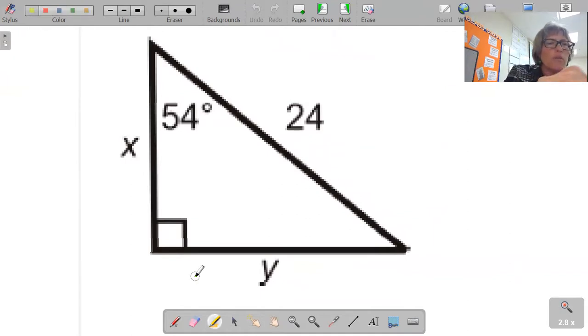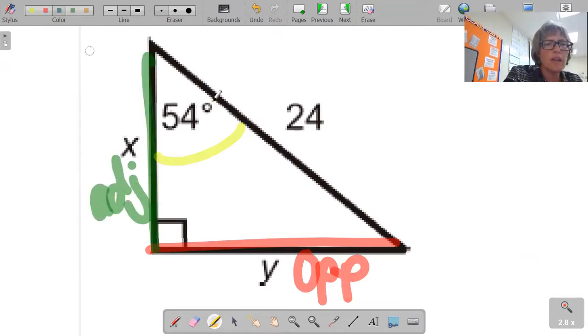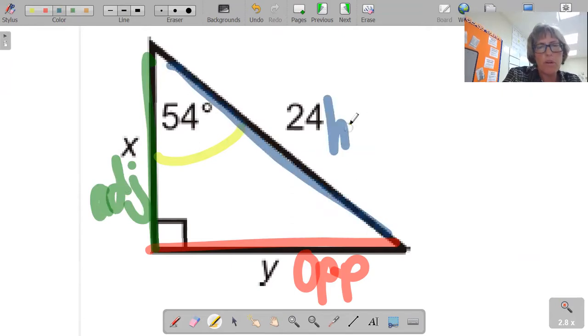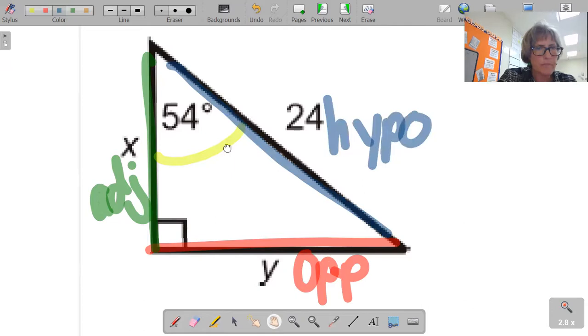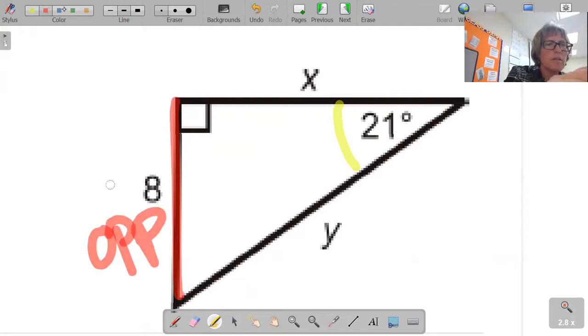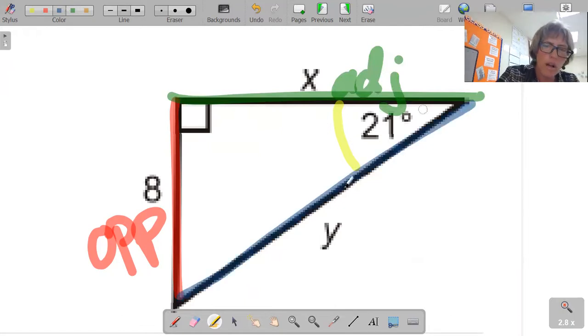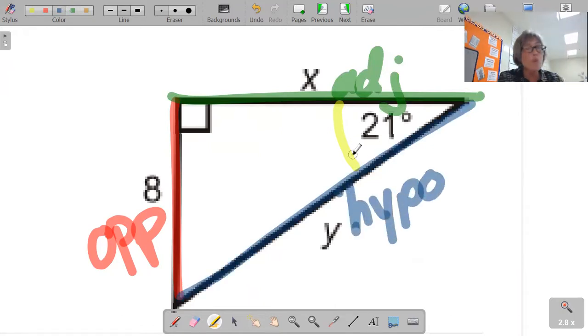So right here, if your theta is the 54, your opposite is the y, your adjacent is the x, and your hypo is the 24. If your theta is 21, that means your opposite is that 8. Your adjacent is the x, and your hypo is the y. It's super important that you can label opposite, adjacent, and hypo.